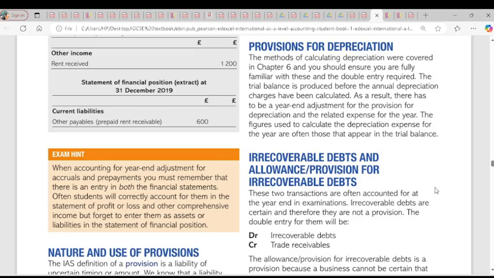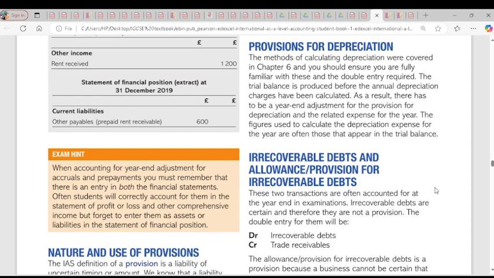There's a difference between irrecoverable debts and provision for irrecoverable debts. Provision for irrecoverable debts is the same as allowance for irrecoverable debts. We are making provision for it, so it's different from what is certain. Irrecoverable debt is certain because you wouldn't have said it's irrecoverable if it were not. So that is certain.